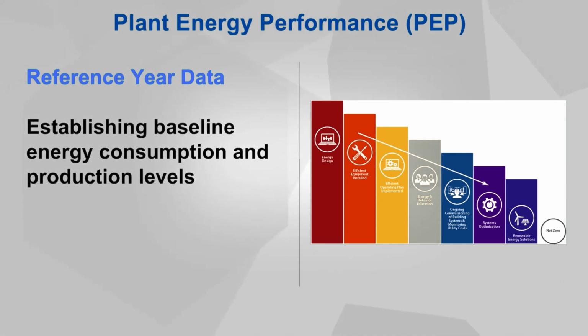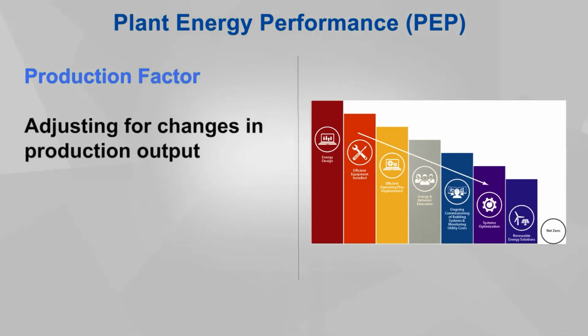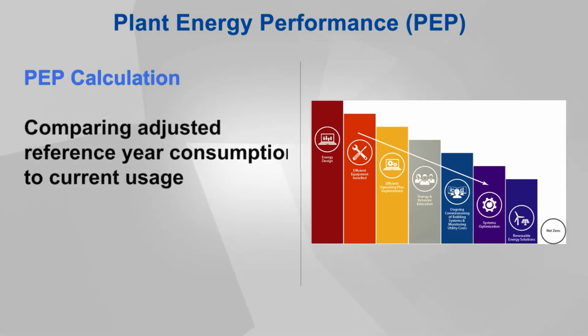To accurately measure energy use improvements, we must consider the production factor and reference year equivalent energy use. The production factor is the ratio of current year's production to that of the reference year. It helps us determine the energy that would have been required to produce the current year's output, assuming the plant operated as it did in the reference year. We then calculate the reference year equivalent energy use by multiplying the reference year energy use by the production factor. This value represents the energy that would have been used under the same conditions as the reference year.